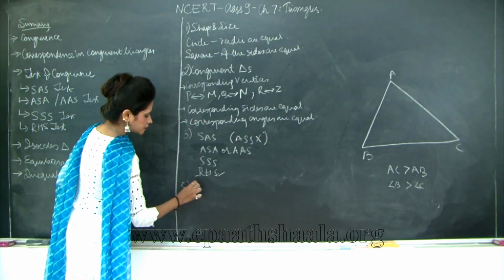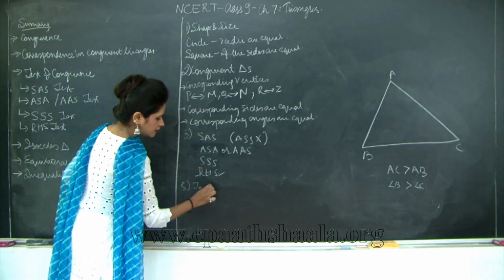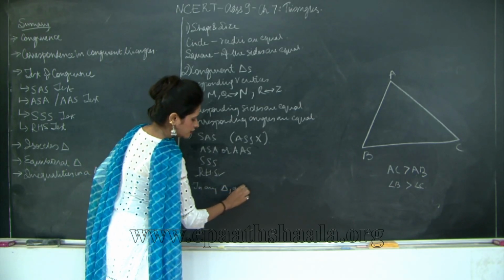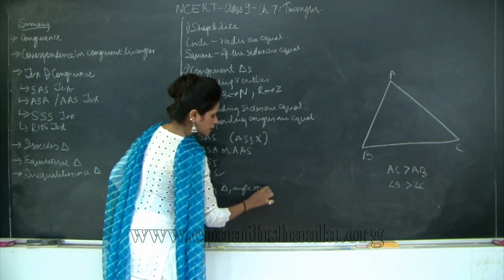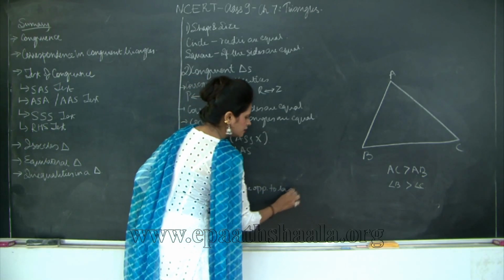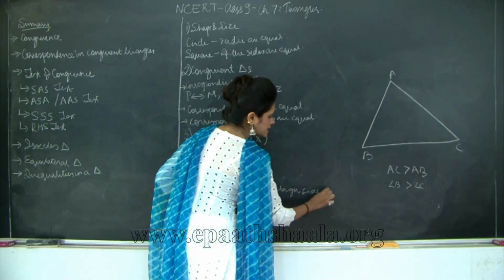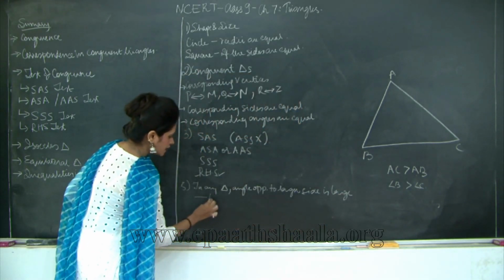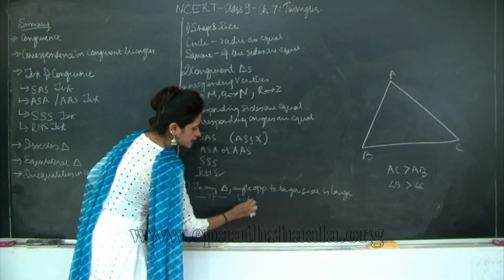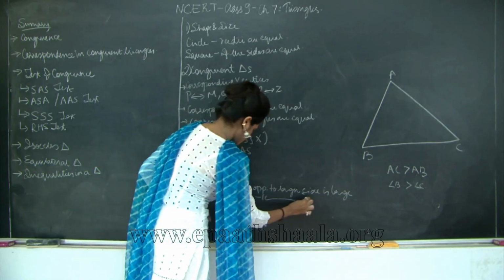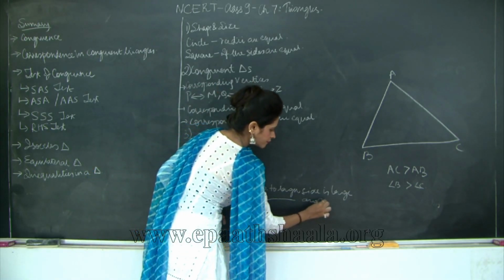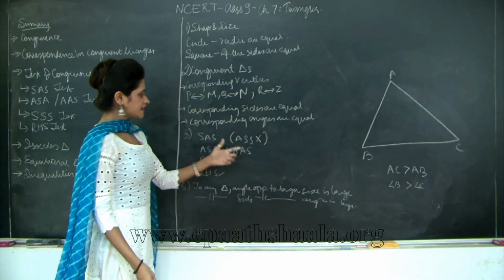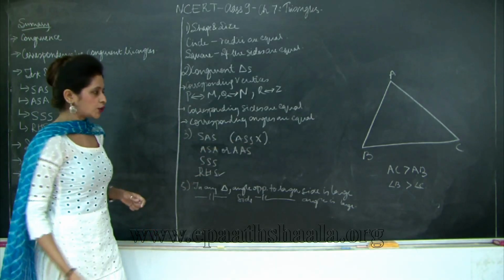So what did we learn in inequalities? That in any triangle, the angle opposite to the larger side is larger, and in any triangle, the side opposite to the larger angle is larger. So now using this, I will tell you why the ASS test is not congruent.